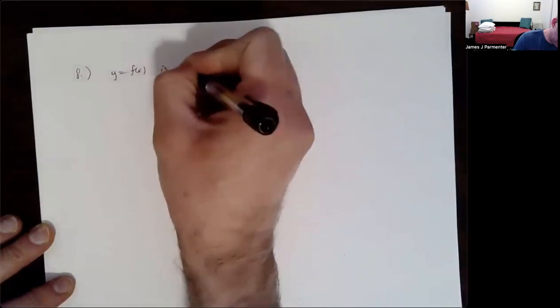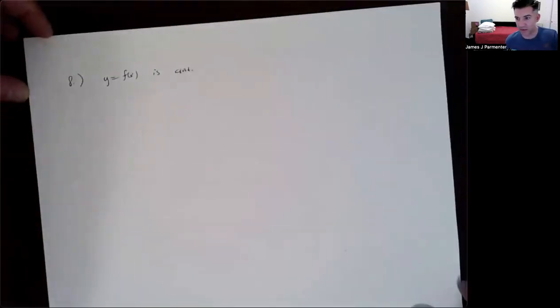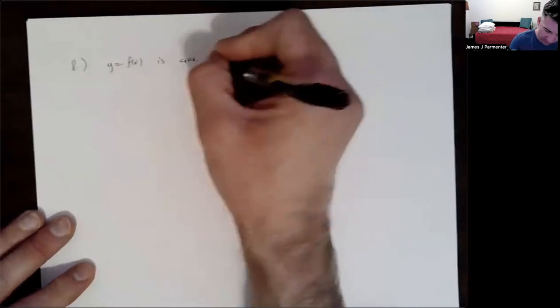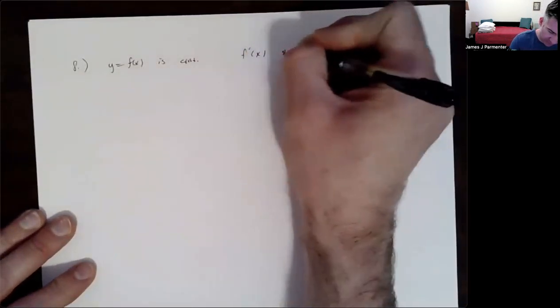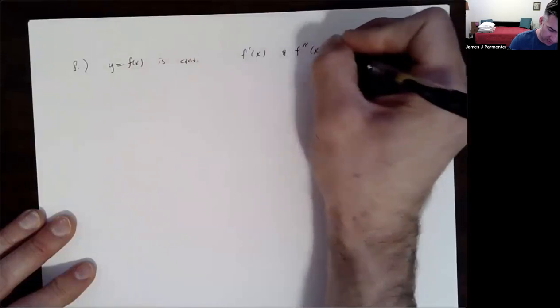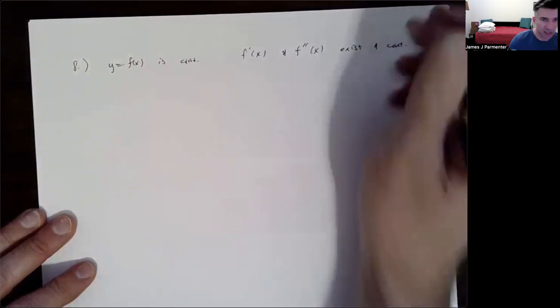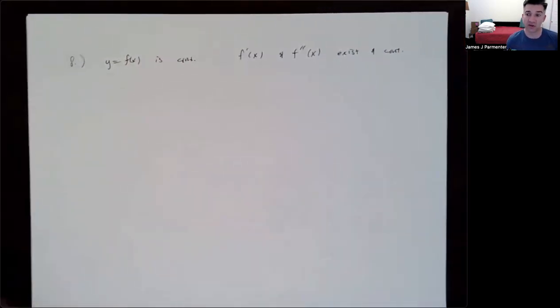All right, let's do the last one here. Provide straightforward and fully justified answers to the following questions. Each of them assumes that y equals f of x is continuous. This is 8. So y equals f of x is continuous and I believe differentiable. f prime and f double prime exist and are continuous, meaning the function is twice differentiable.